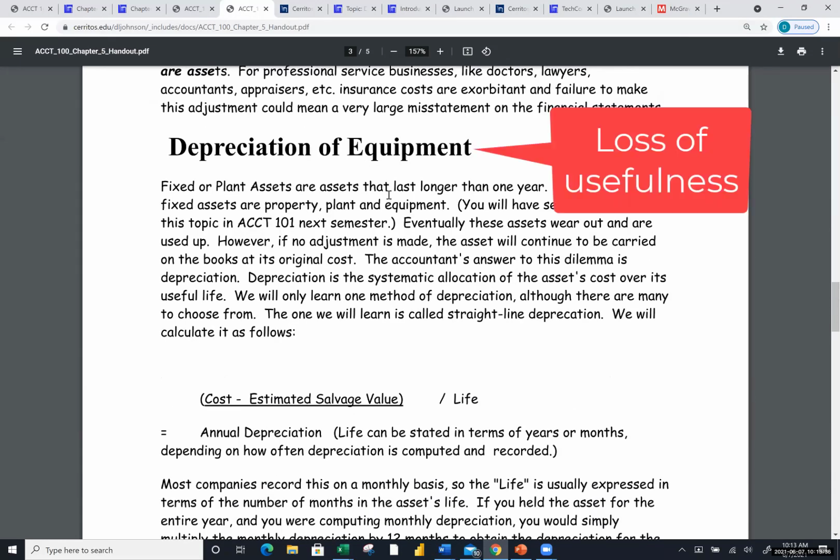Okay, depreciation in accounting is not what the world views depreciation as. The world views depreciation as, usually in the example of a car, you've heard this, I know. As soon as you drive the car off the lot, it's lost value, it's depreciated. That's what the world thinks about depreciation. For accounting reasons, think about depreciation as a loss of usefulness.